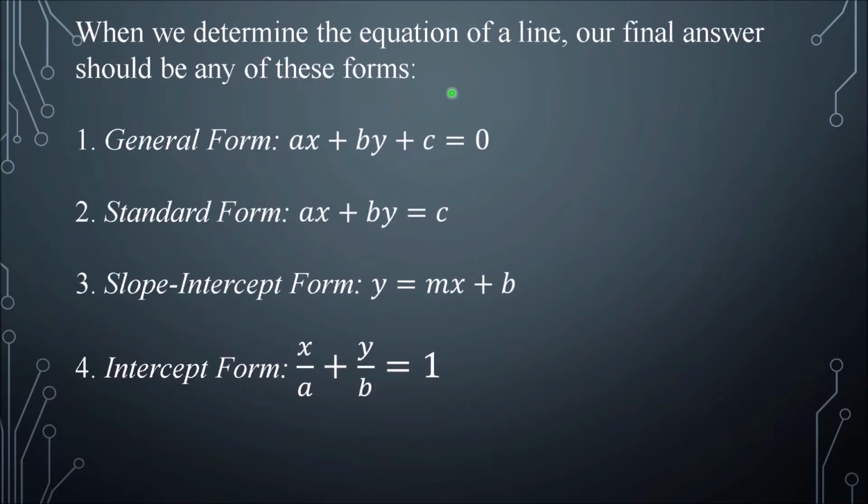When we determine the equation of a line, our final answer should be any of these forms. So it can be general form, ax plus by plus c is equal to 0. Standard form, ax plus by equals c. Slope-intercept form, y is equal to mx plus b. And it can also be in intercept form, x over a plus y over b equals 1.